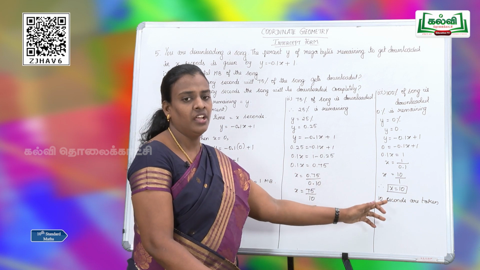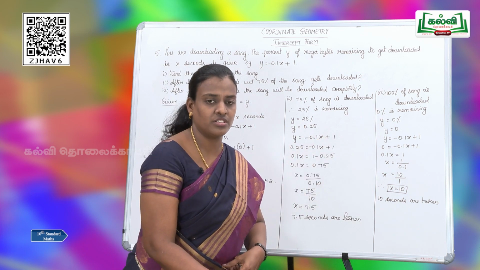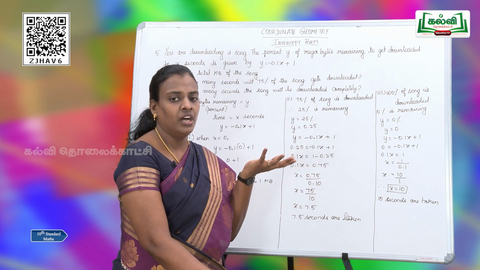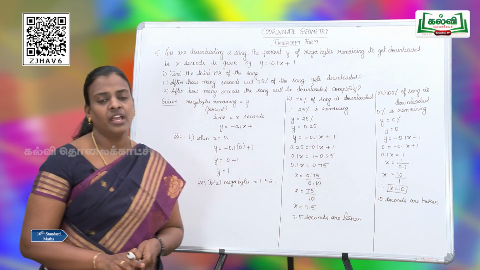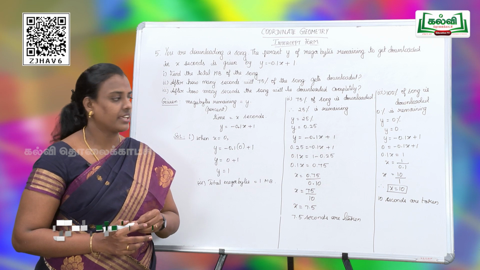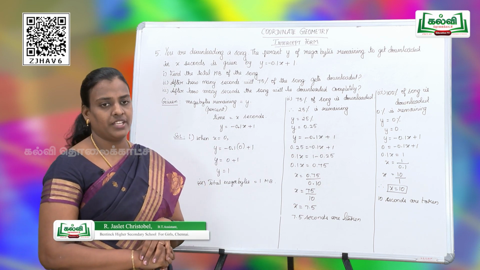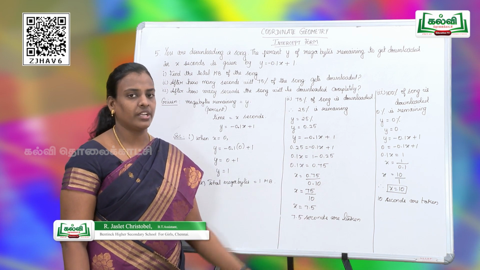The next one is for it to get downloaded completely. Completely means 100% of the song is downloaded. So there is no percent of song remaining. Okay. So y is equal to 0, substitute the value, you get x is equal to 10, or 10 seconds. Within 10 seconds the whole song will get downloaded completely. Okay children, hope you all understood. It is very simple. You can work it out and see.